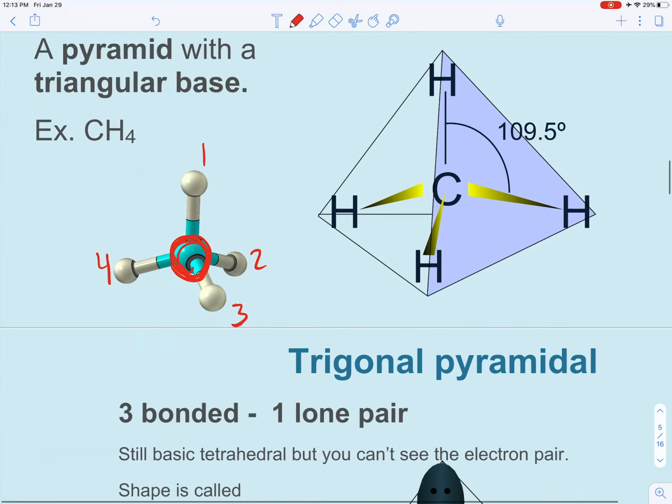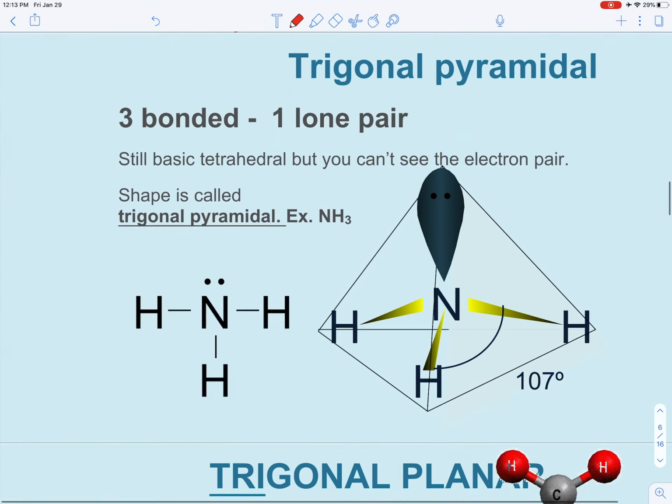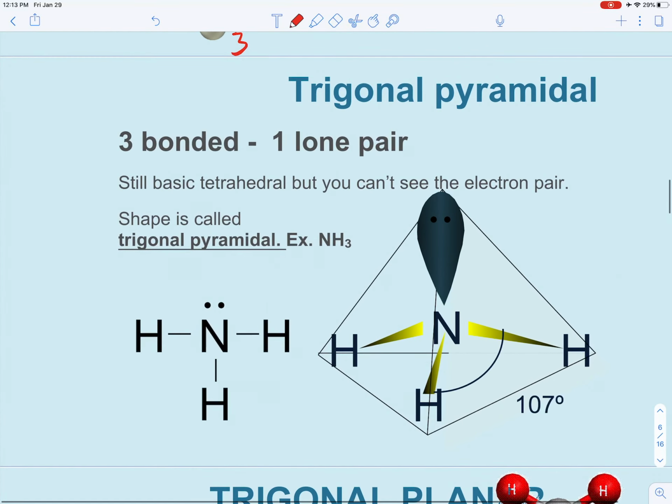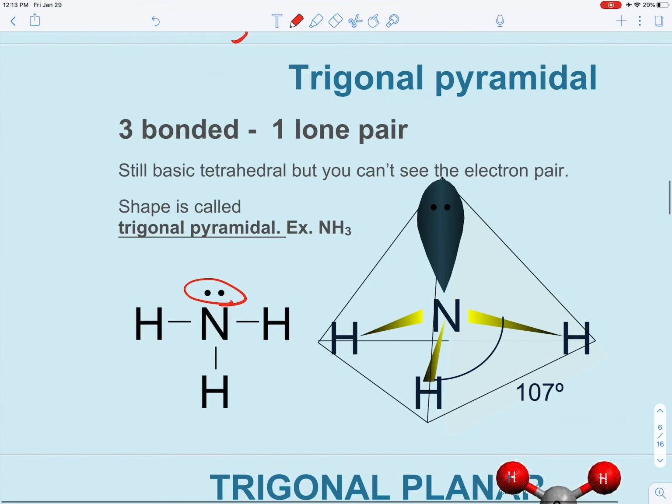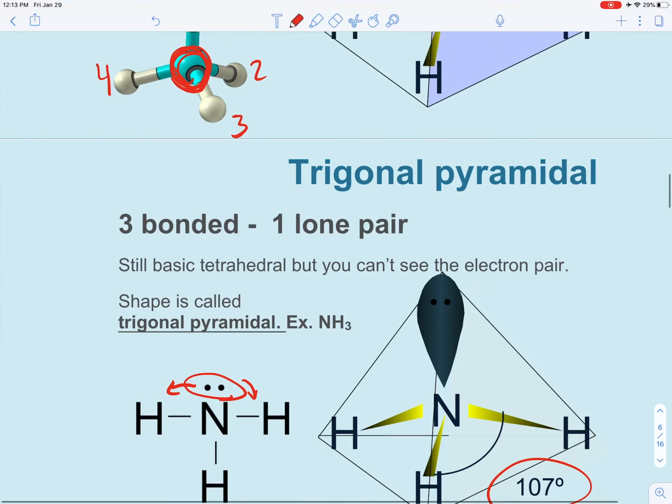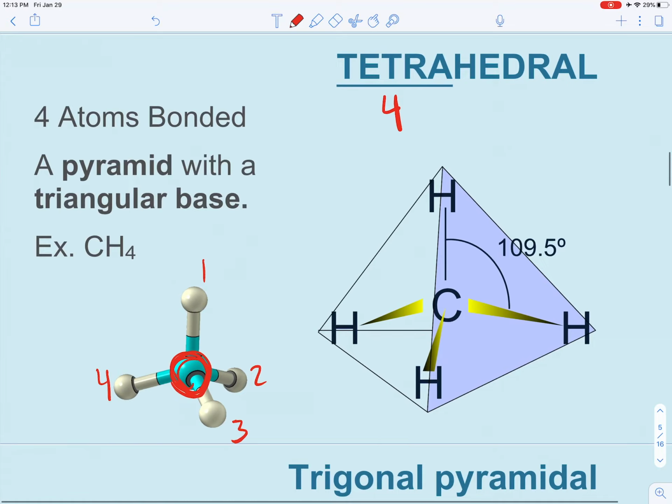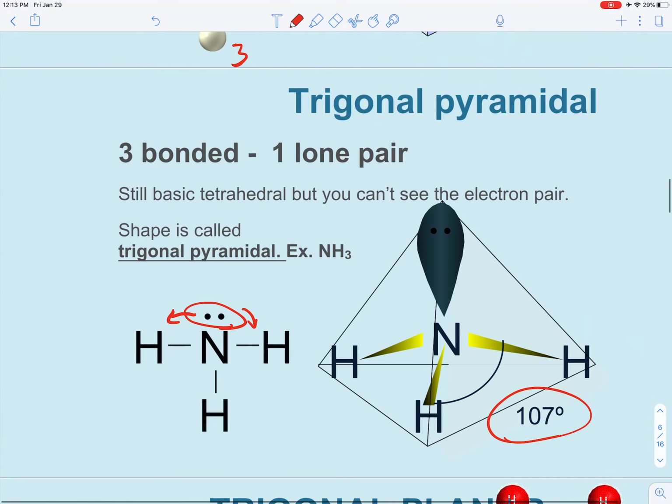Okay. Next, if we remove one of those bonds and then we replace it with a lone pair of electrons, that's what we call those, lone pairs, 2 dots, we end up with a trigonal pyramidal shape. So again, these electrons don't like to be near each other, so they're going to push away from each other, and you'll notice that affects the bond angle. Instead of being 109, it's slightly less, 107.